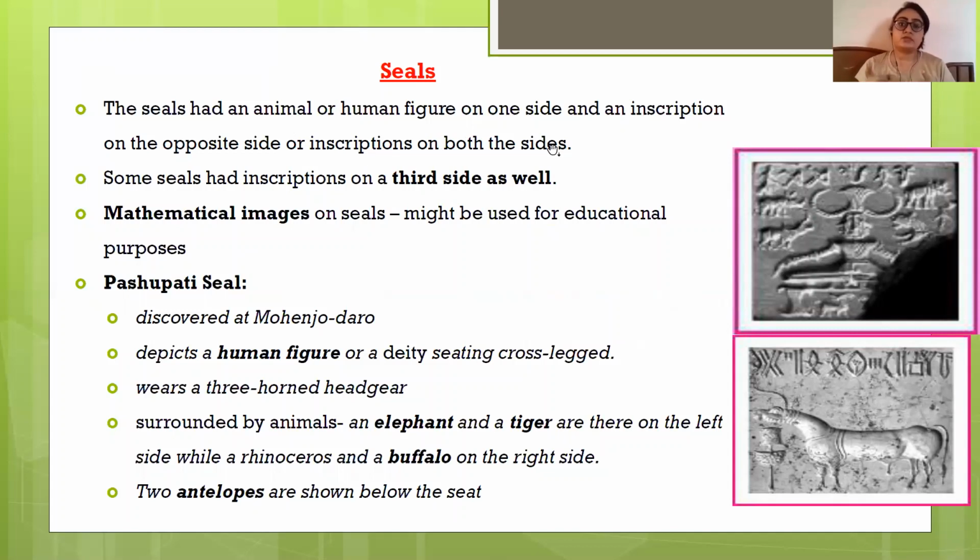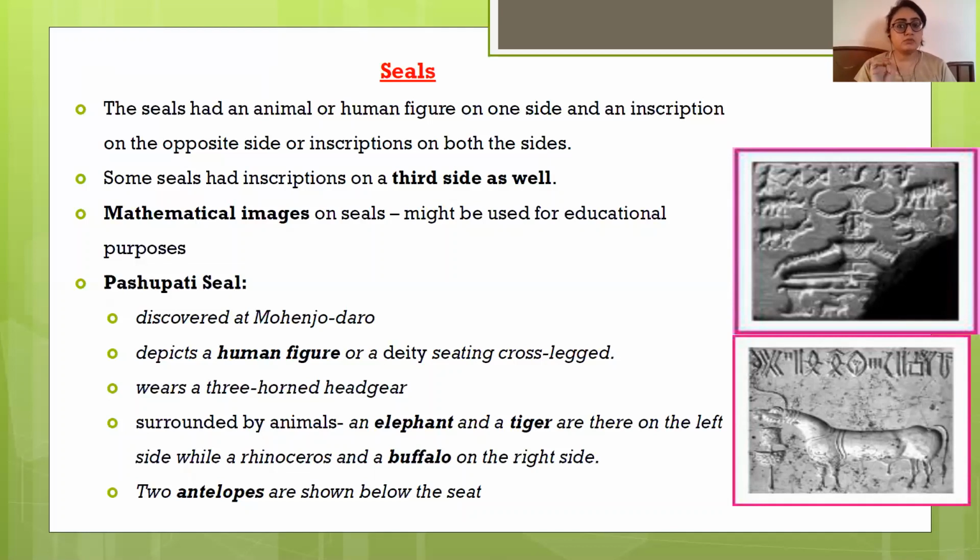On one side there will be either a human or animal figure, on the other side there will be an inscription, or there will be inscriptions on both sides. Now the important thing here is that some seals had inscriptions on a third side as well. Now what is the third side? The seals had three dimensions, not two dimensions. Not just front and back, there was also a third dimension. So sometimes inscriptions were written on the third dimension.